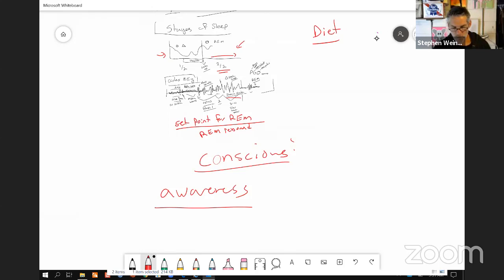So REM sleep makes you more aware. So if you lose REM sleep, you start losing consciousness. In other words, you start losing your awareness of the world around you, and you start losing the ability to form connections.